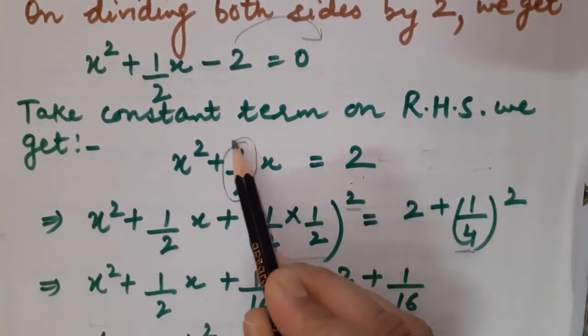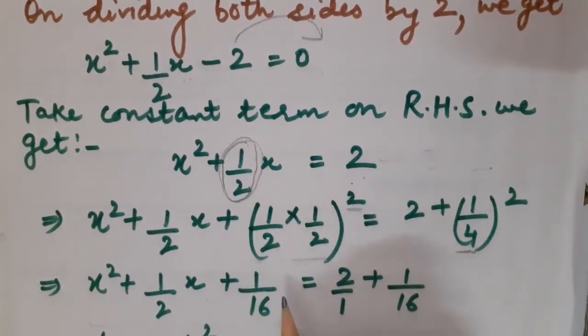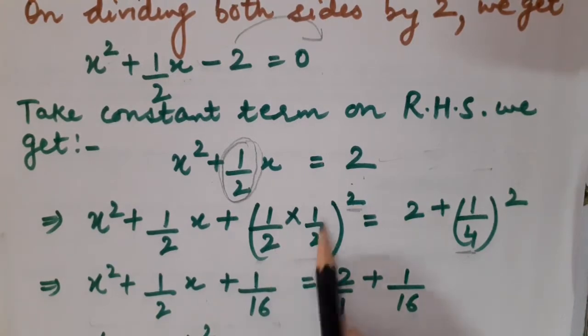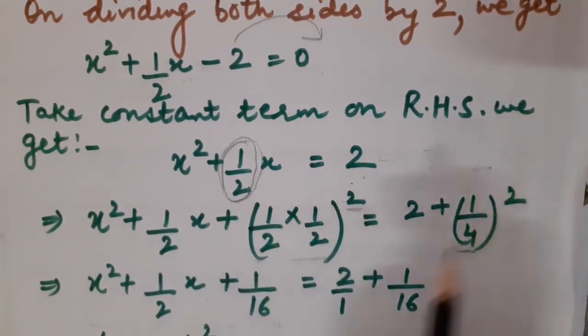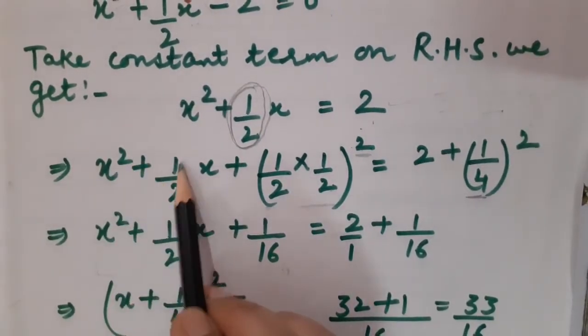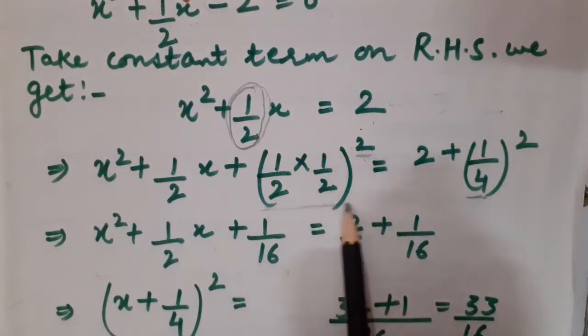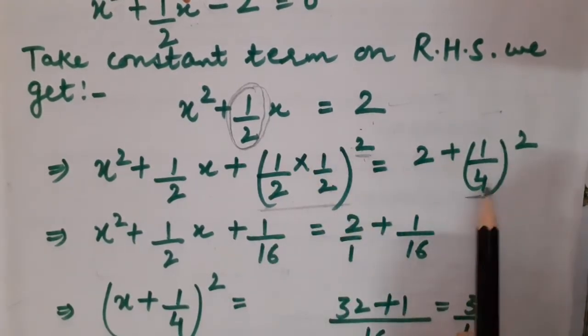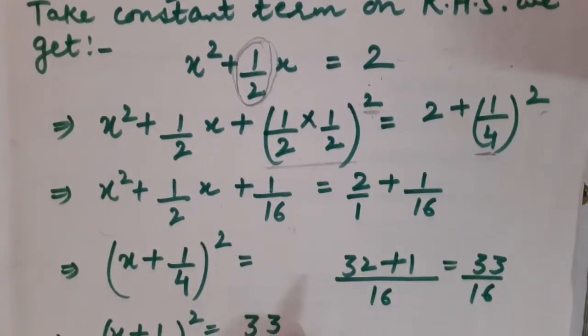Now what was the next step? Take the half of the numerical coefficient of x. So what would be its half? That is 1 upon 4. That is half into half. Correct? And its whole square will be added on both the sides. So children, what I have got now? I have got x square plus 1 upon 2 x plus 1 upon 4 whole square will be added on the left hand side, as well as 1 upon 4 whole square will be added on the right hand side. Correct?